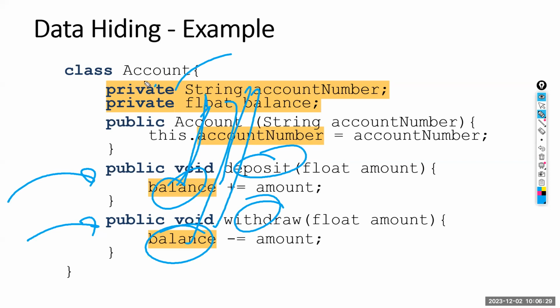So therefore, how to do data hiding? Mark your variables private. Okay, so that prevents other objects from directly accessing your data. They can still access it indirectly by calling behaviors. Okay, right. So that is called data hiding. It's a strong form of encapsulation.